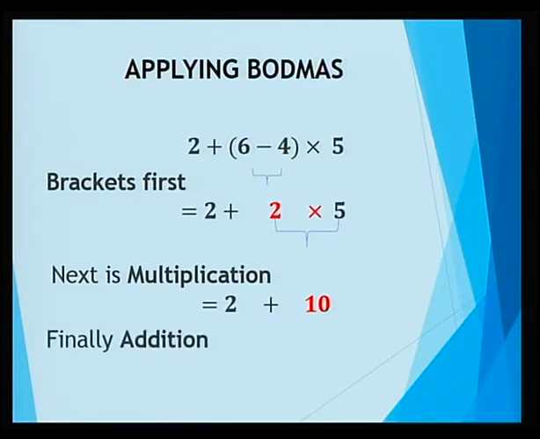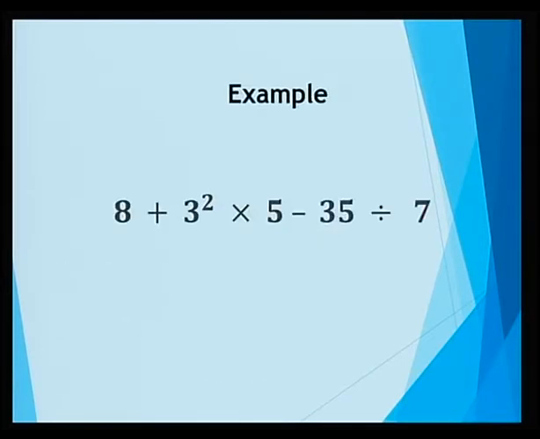Finally, you've got the addition, 2 plus 10, which is simply 12. Let's try a harder example. What happened with this one? You've got 8 plus 3 power 2 times 5 minus 35 divided by 7. Now, this one is a bit long, right? Don't be scared. We'll try to do it together.